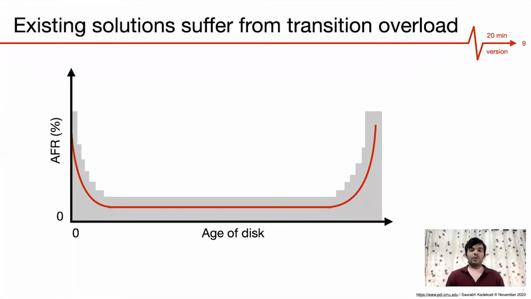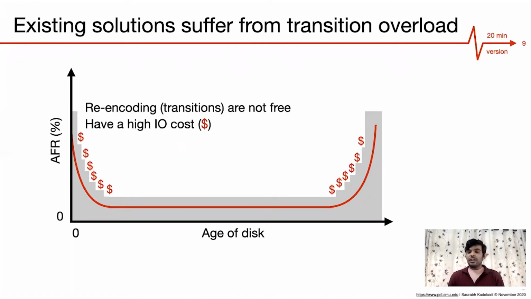To explain transition overload, I'll bring back the bathtub curve of disk adaptive redundancy. So these steps that you observe in the gray patch are actually redundancy re-encoding, or transitioning. Each one of those redundancy transitions comes with a high I/O cost of re-encoding. That is, redundancy transitions are not for free.